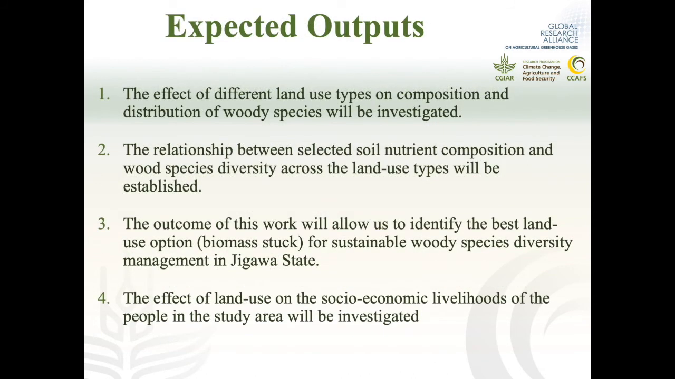Output. The effect of different land use types on the composition and distribution of woody species will be investigated. The relationship between selected soil nutrient composition and woody species diversity across land use types will be established. The outcome of this work would allow us to identify the best land use options in terms of our biomass stock for sustainable woody species diversity management in Jigawa State. Lastly, the effect of land use on the socio-economic livelihoods of the people in the study area will be investigated.